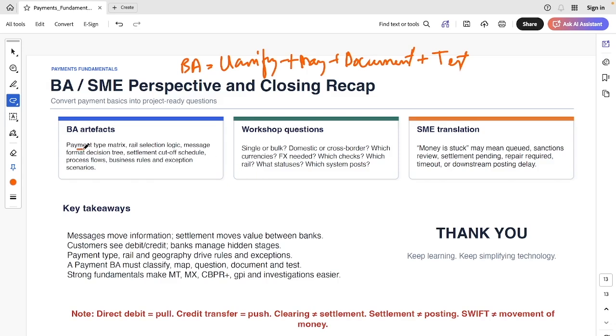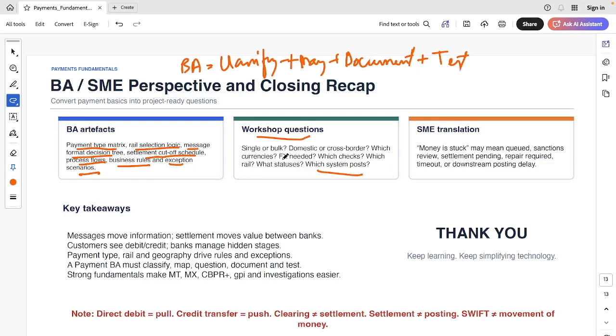There are certain important BA artifacts that you should maintain: payment type matrix, rail selection logic, message format decision tree, settlement cutoff schedule, process flows, business rules, and exception scenarios. In a workshop, as a BA, you should be able to ask questions like: Is the payment single or bulk, domestic or cross border? Which currencies are supported? Is foreign exchange needed? Which compliance checks are mandatory? Which rail should be used? What statuses should the customer see? What system posts the ledger?